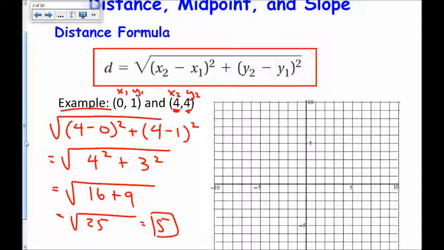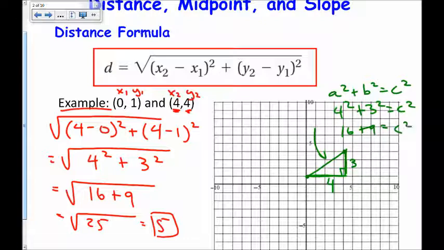Now, I can also use a graph. Let me graph these points. 0, 1 is right here, and 4, 4 is right here. I'm going to draw in a right triangle and use the Pythagorean theorem, where this is 4 and this is 3. So I'm going to use a squared plus b squared equals c squared: 4 squared plus 3 squared is equal to c squared, or 16 plus 9 is equal to c squared, or 25 is equal to c squared, so c is the square root of 25, and c is equal to 5.